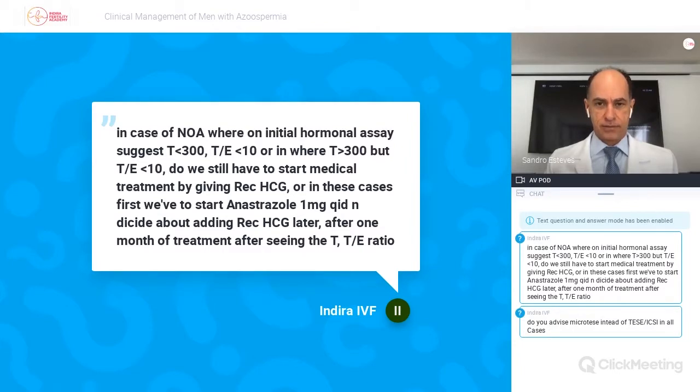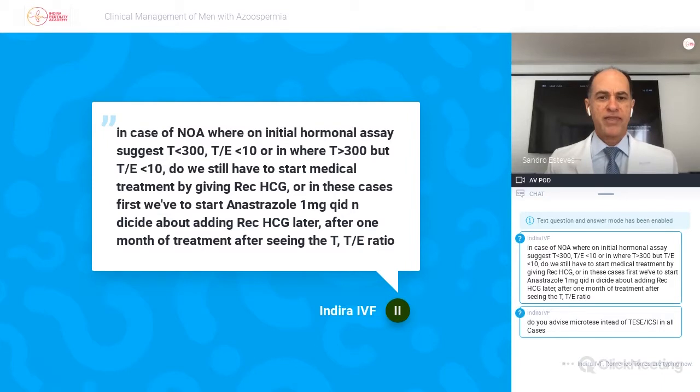Well, if the testosterone levels are higher than 300, okay, and the testosterone to estradiol ratio is below 10, starting with anastrozole is a good option, because you will be able to increase the bioavailable testosterone, and also it will improve the intratesticular environment by having more intratesticular testosterone. However, every time you give anastrozole alone, in my experience, you won't be able to help the patient much.